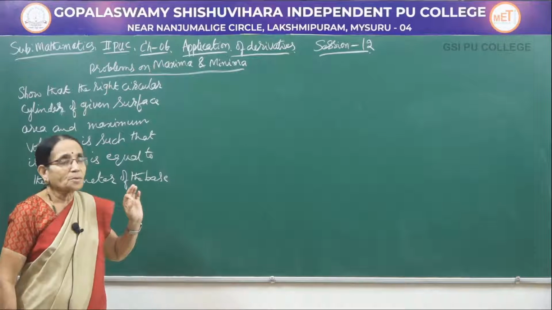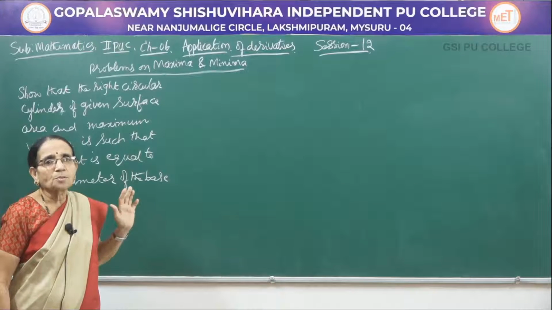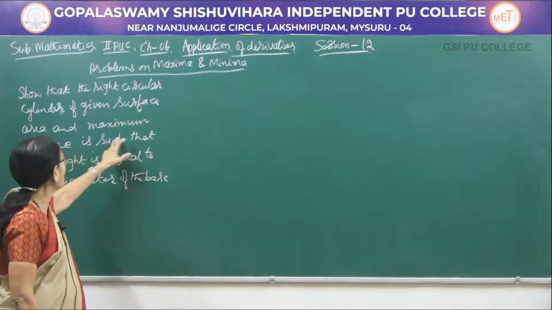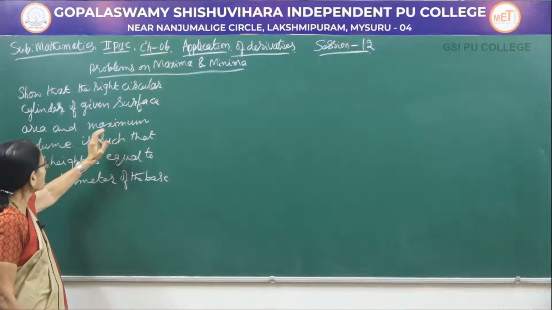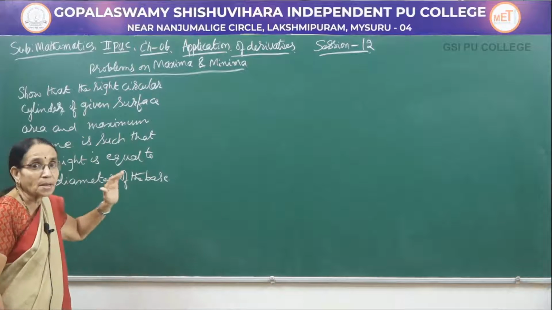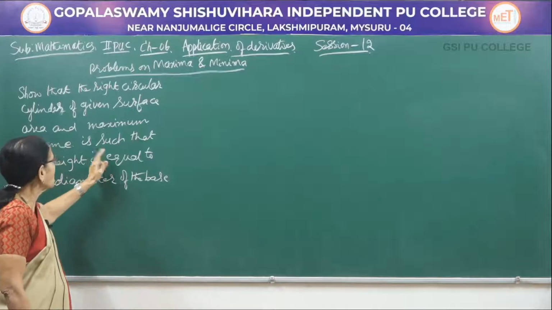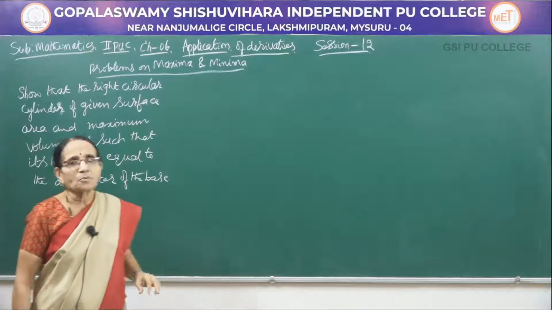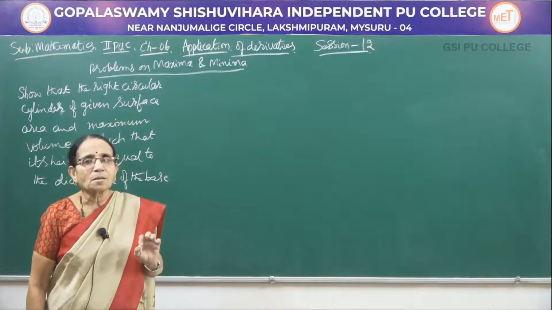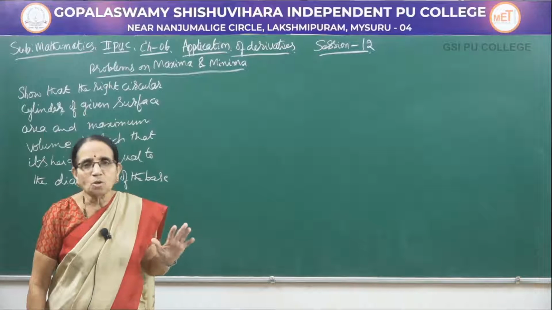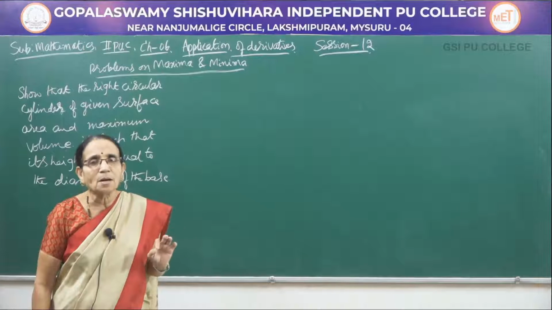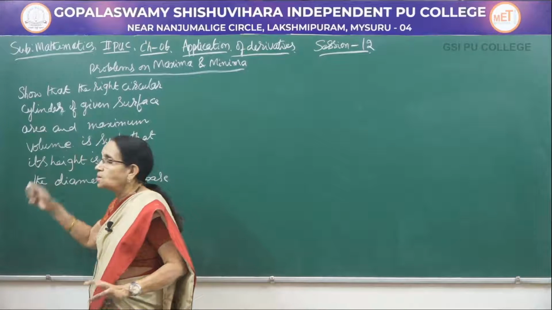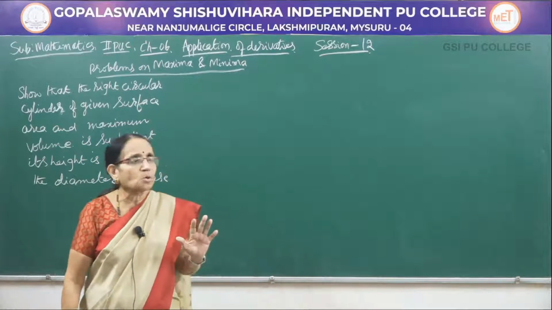So a cylinder has been given to us whose surface area is a constant, and when it attains the maximum volume, you have to prove that the height is equal to the diameter of the base. That means if you take the radius to be r and h to be the height, it should be shown that h equals 2r. Under what condition? When the volume is maximum. So this is what you have to understand.